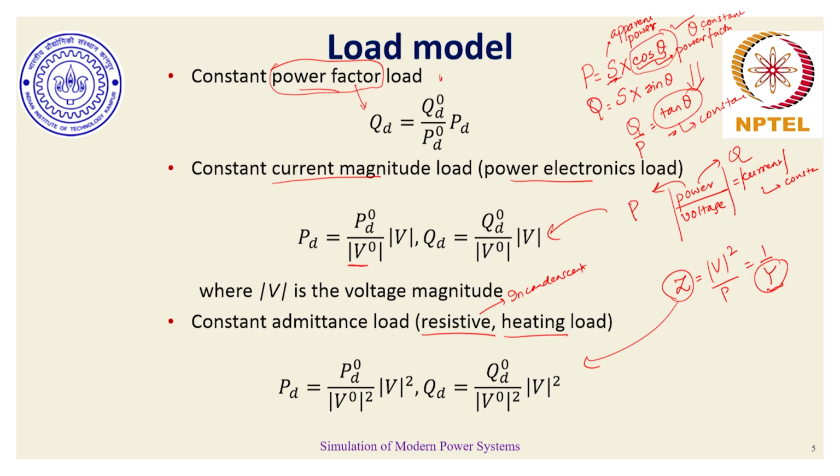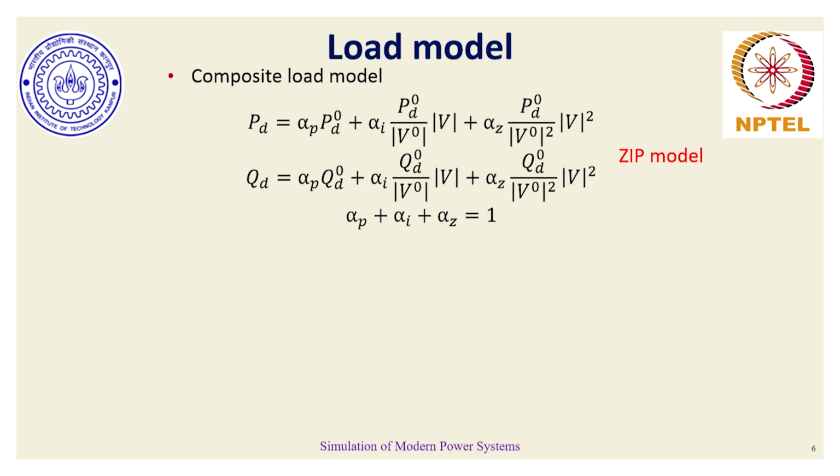Now, the question here is, there are a few loads which can be represented as these individual entities, but in a general sense, can all loads be modeled using one of these, like constant power factor, constant current, or constant impedance load? Possibly no. And that is where comes the most common load model, the composite load model. We also call it the ZIP load, Z referring to impedance, I referring to current, and P referring to power.